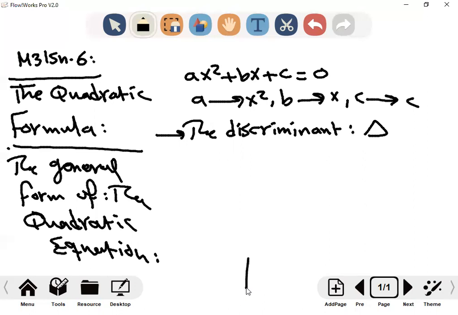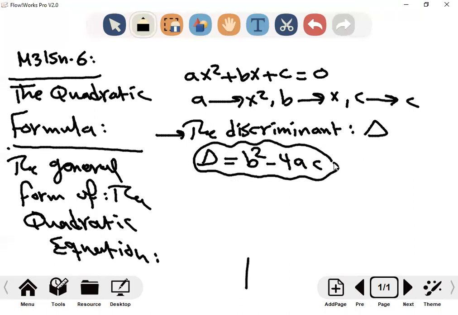The discriminant tells me the type of the solutions of the equation. It can be complex, it can be real, it can be one solution, and it can be two solutions. Got it? So the discriminant has a formula, depending on A, B, and C. So delta equals B power 2 minus 4 times A times C. This is the formula of the discriminant.